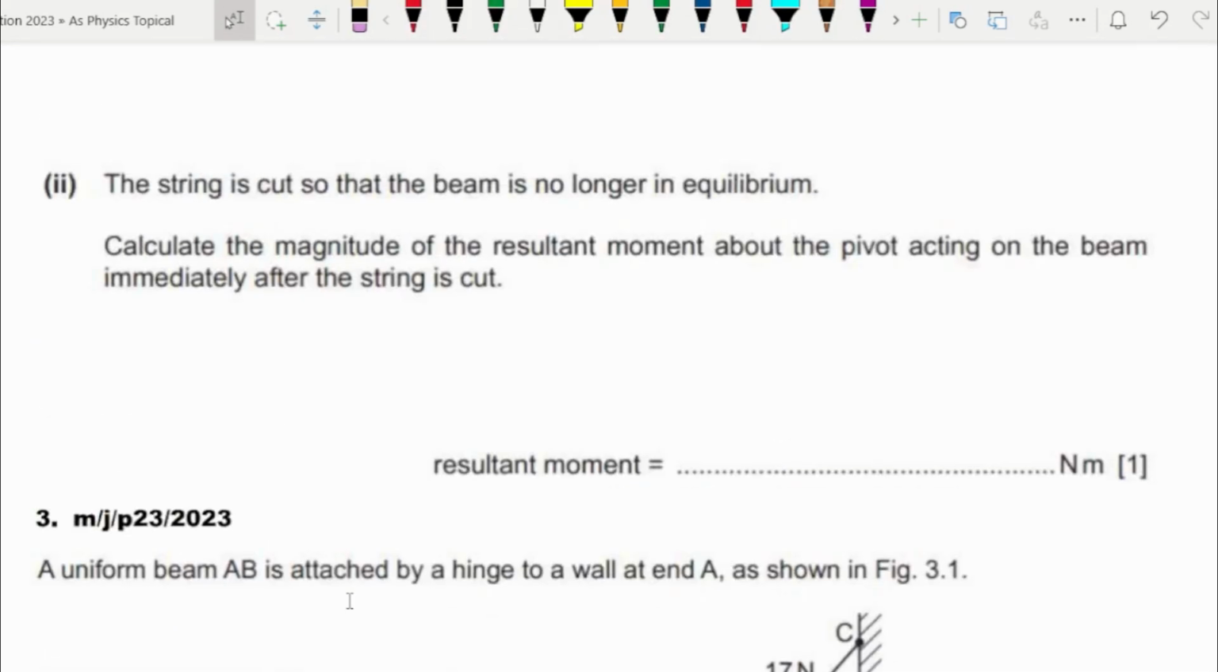Okay, let's take a look at the next one. The string is cut so that the beam is no longer in equilibrium. So the string is not there, the tension in the string would not be there, so one of the four forces goes out the window. That one force which was helping to maintain it in equilibrium is not there. So the clockwise moment on one side will reduce a little. Calculate the magnitude of the resultant moment about the pivot acting on the beam immediately after the string is cut.